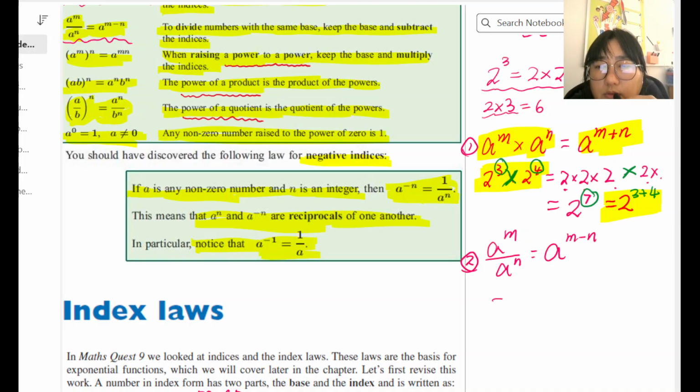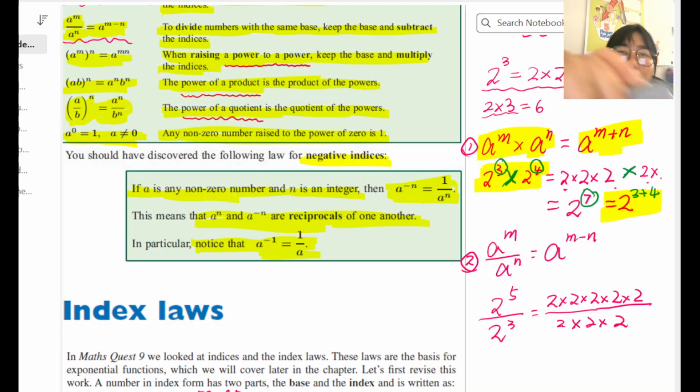So I have 2 to the power of 5 divided by 2 to the power of 3. On the top, that means 5 lots of 2 times each other, and the denominator is 3 lots of 2 times each other. Then we can cancel. Cancel a pair of 2 from top and bottom, so the value stays the same as an equivalent fraction.